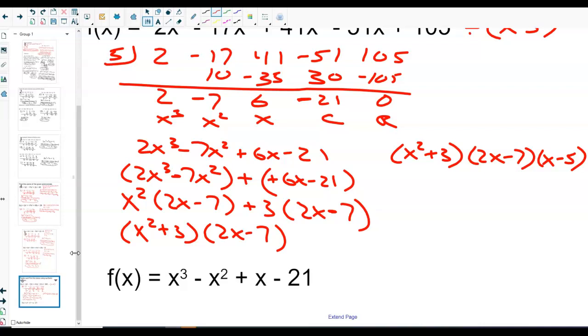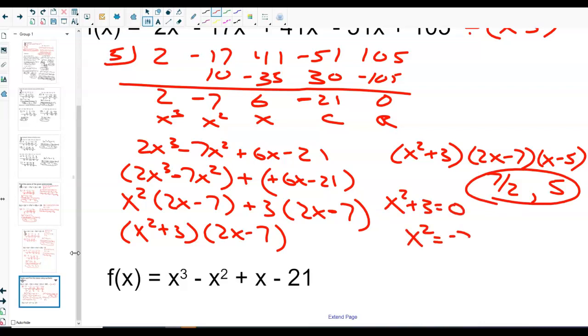It's going to create 4 zeros. 5 is a zero, 7 halves is a zero. Those two are easy. Here I need to set the x squared plus 3 equal to 0. x squared equals negative 3, and when you take the square root of both sides, you get plus or minus i root 3. And those are your zeros.